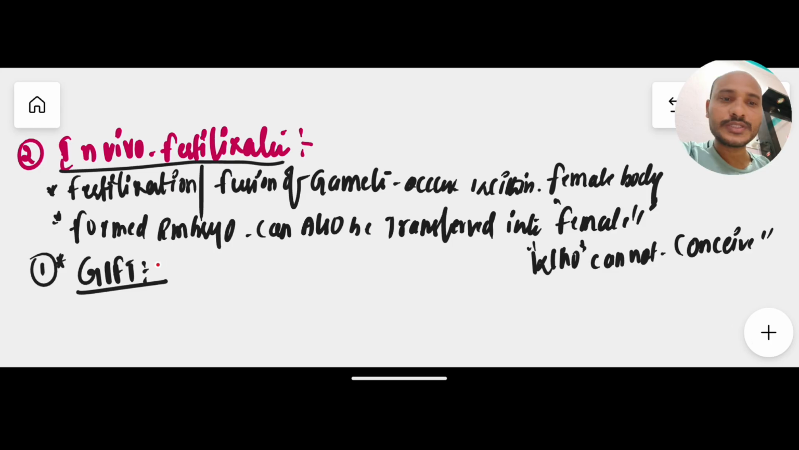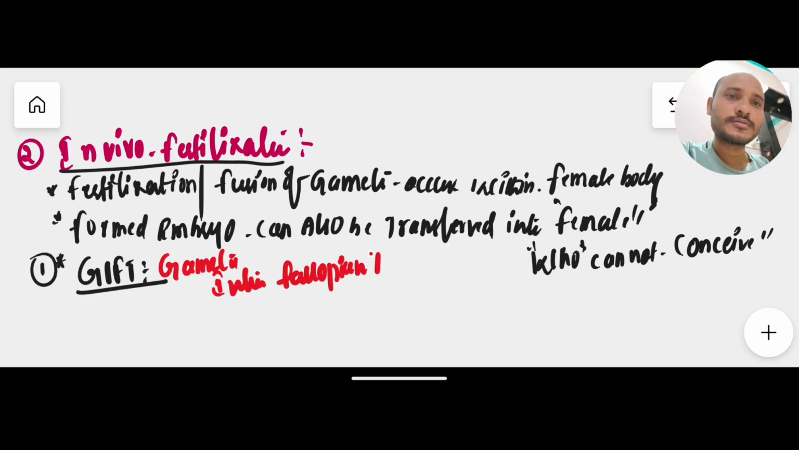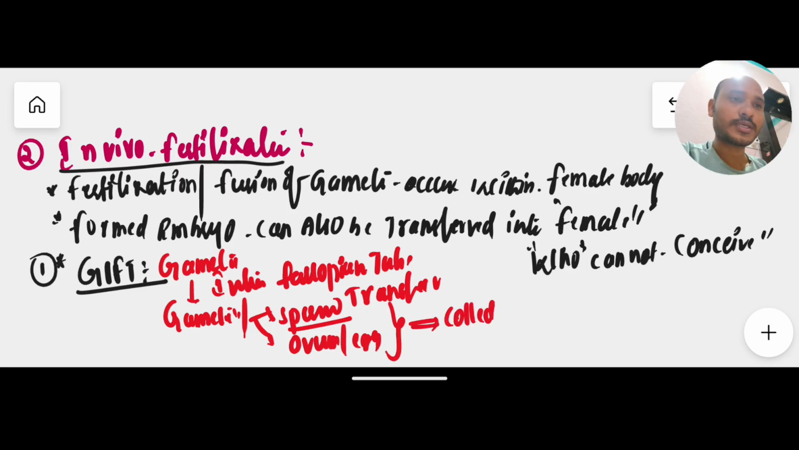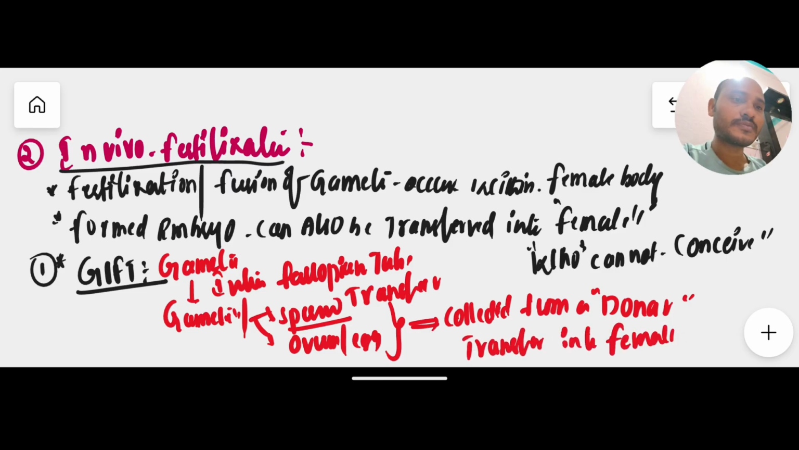Here I am writing: GIFT means gamete. The name only suggests gamete intra-fallopian tube transfer. Here the gametes may be male gametes or female gametes, like male gametes, sperm, or ovum or egg. So these gametes are collected from a healthy donor, either sperms or ovum, and then directly transferred into the female fallopian tube.